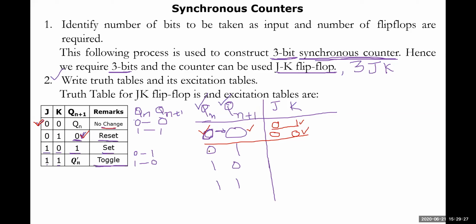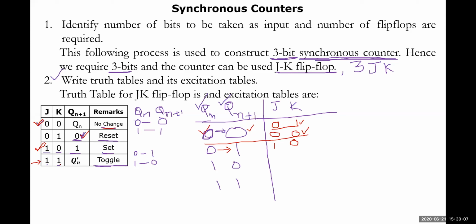Second thing, 0 and 1. Presently, I have 0 with me as Qn, and I want to get 1 in the next state. What are the possible inputs of J and K here? Look at this straight away. We have one particular set of values from this truth table, that is 1, 0. If you send 1, 0, the present state 0 will be taken as 1 here. And for one more present state 0, the next state will be its complementary form.